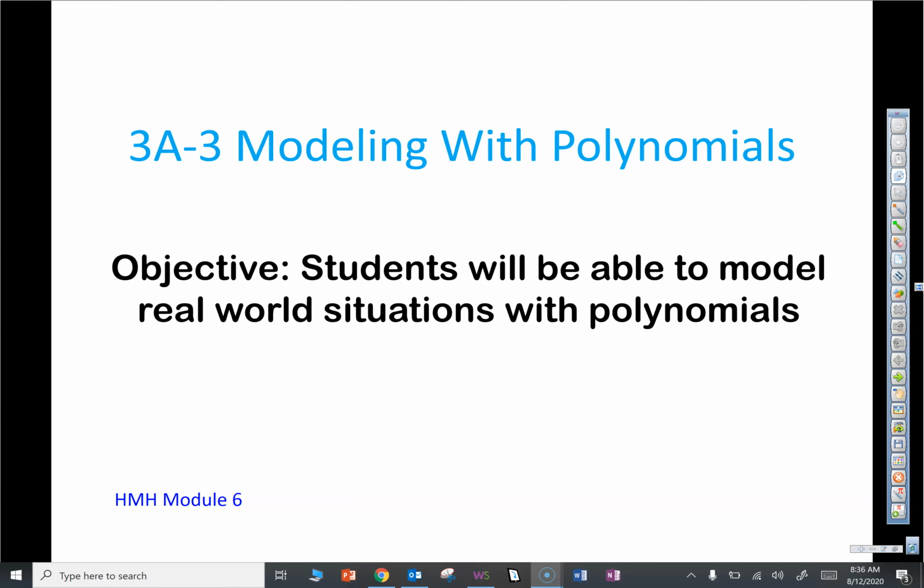In this lesson, which is the third lesson in our Unit 3A on polynomial expressions, we are going to look at problems where we're going to model situations with polynomials. And we will use the skills we have been developing in the first two lessons where we will combine polynomials through our operations of addition, subtraction, multiplication to create a function for the situation. So our objective is that students will be able to model real-world situations with polynomials.